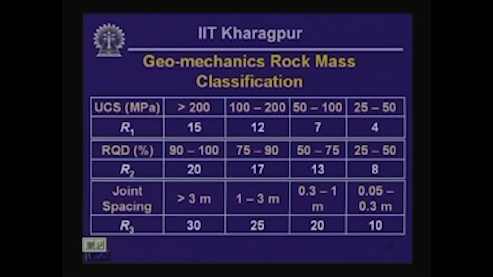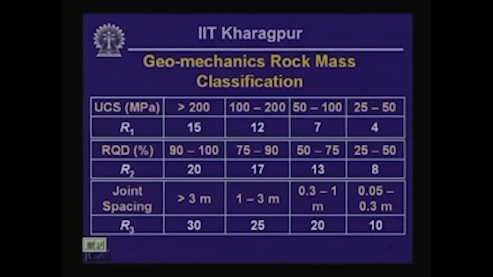Second aspect to consider is the RQD of the core sample, and we are going to assign a score of R2 depending on the RQD. For instance, if RQD is between 90 and 100, then score R2 is going to be 20, whereas if RQD goes to between 25 and 50%, then R2 becomes equal to 8.